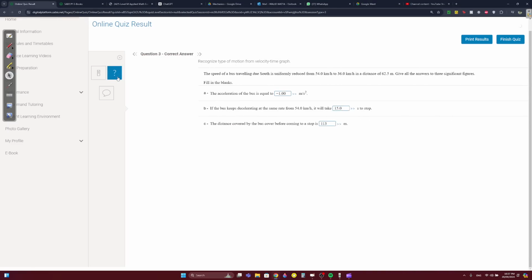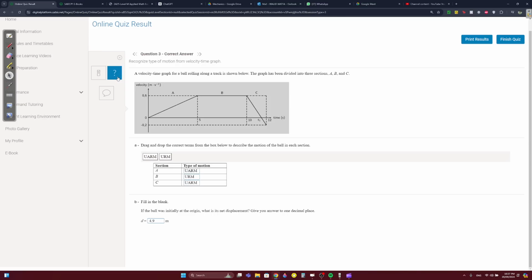Question 3. Here we have a velocity time graph. They're going to ask you, is it UARM or URM? Part A is UARM because velocity is increasing, so it's accelerating. B is URM because it's not accelerating, velocity is staying constant.